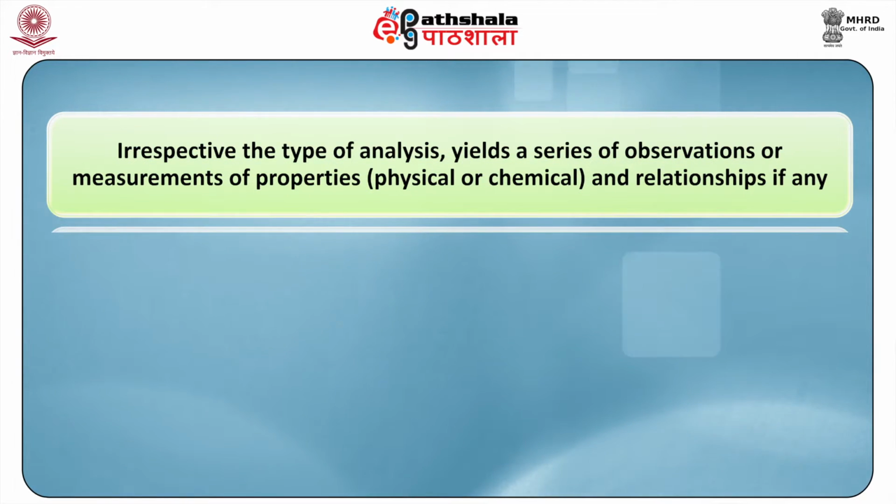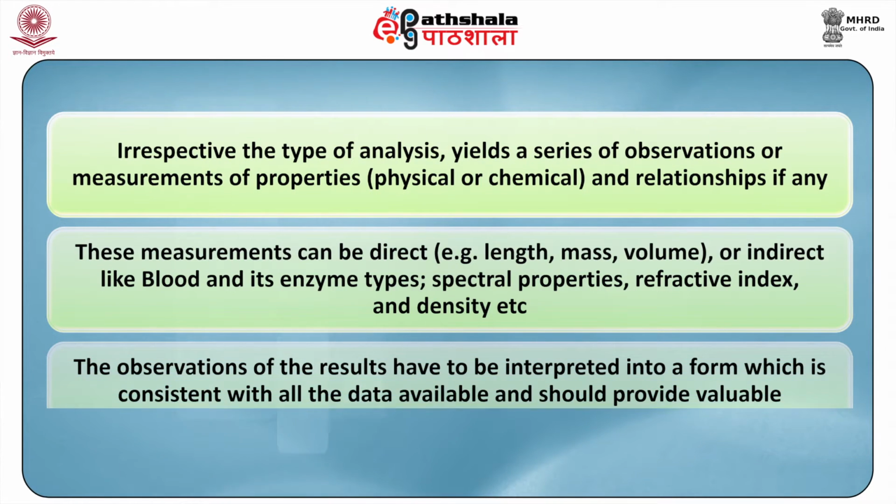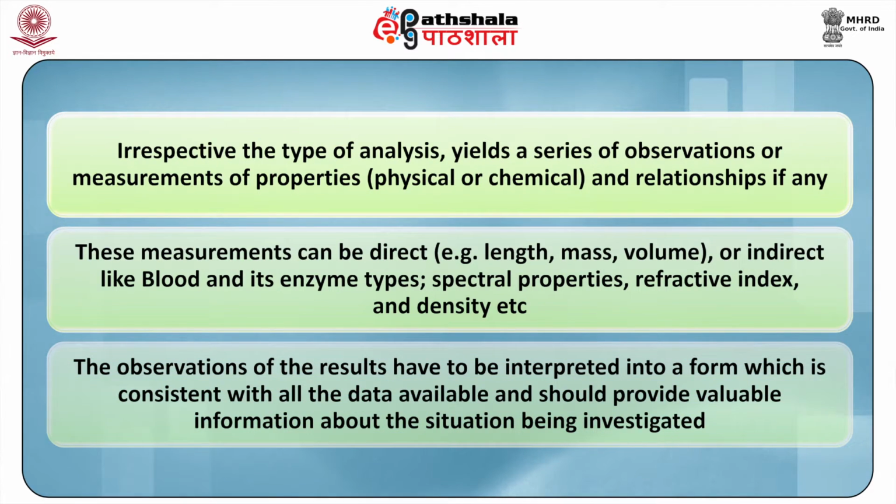Irrespective of the type, examination yields a series of observations or measurements of the properties, like physical or chemical, and relationships if any. These measurements can be direct, for example length, mass, volume, or indirect like blood and its enzyme type, spectral properties, refractive index and density, etc. The observation of the result has to be interpreted into a form which is consistent with all the data available and should provide valuable information about the situation being investigated.